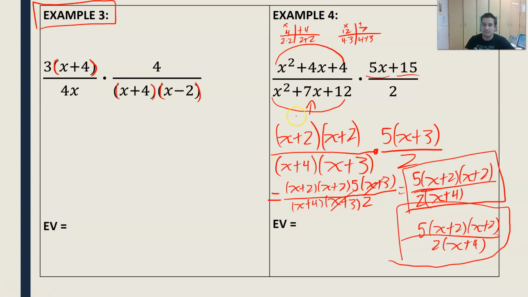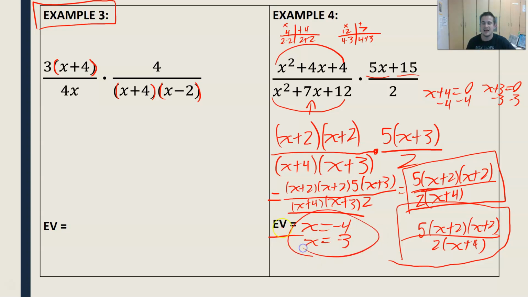So if that's my multiplied expression, now I need to check for excluded values. So let me go back here before I canceled anything out. I need to see what values of x will make the denominator equal to 0. So I need to set x plus 4 equal to 0 and x plus 3 equal to 0, because those are my factors in the bottom that have x's in them. So I'm going to subtract 4 on both sides, subtract 3 on both sides, and I'll get x equals negative 4 and x equals negative 3 as my excluded values, or the values that would make me divide by 0. Okay, that's multiplying rational expressions.